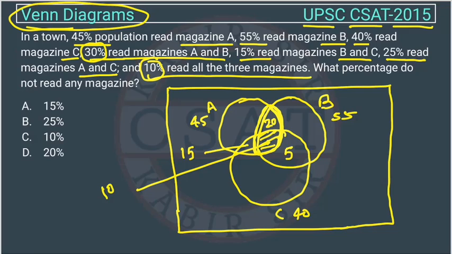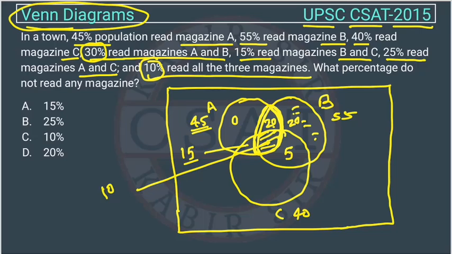Now, total number of people who are reading magazine A are 45. 20 is this, 10 is this, 15 is this, right? So this is 45. So the number of persons who are reading only magazine A is 0. Similarly, the number of persons who are reading only magazine B, so this part, right? This is 20, and this is 10 and this is 5. So the total will be 35. So 55 minus 35 will be 20. So this will be 20.